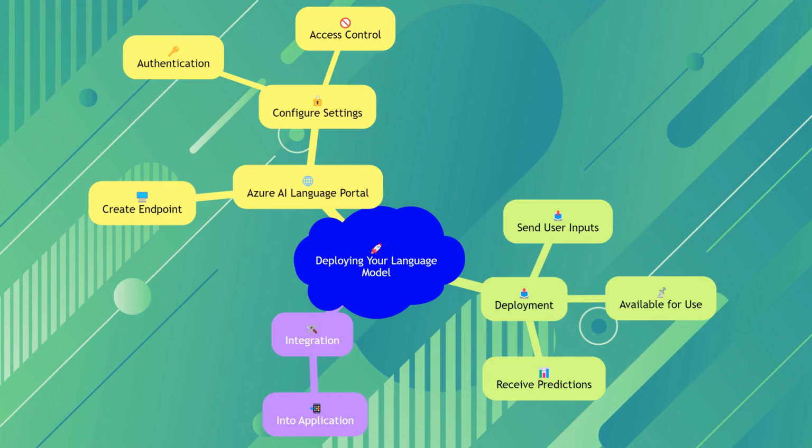Once you are satisfied with the performance of your language understanding model, the next step is to deploy it. Deployment involves making the model available for use in your application. In the Azure AI Language portal, you can deploy your model by creating an endpoint. This endpoint can be used to send user inputs to the model and receive predictions. Make sure to configure the necessary settings such as authentication and access control. Once deployed, your model is ready to be integrated into your application.